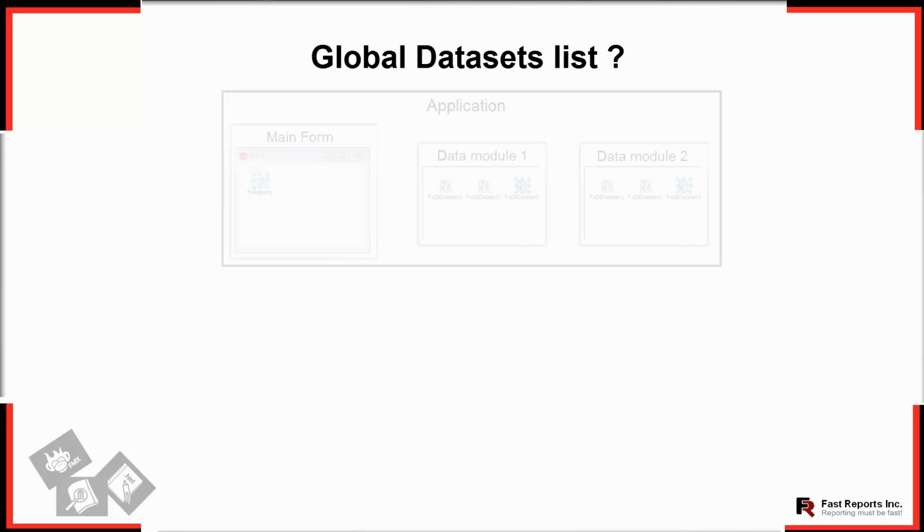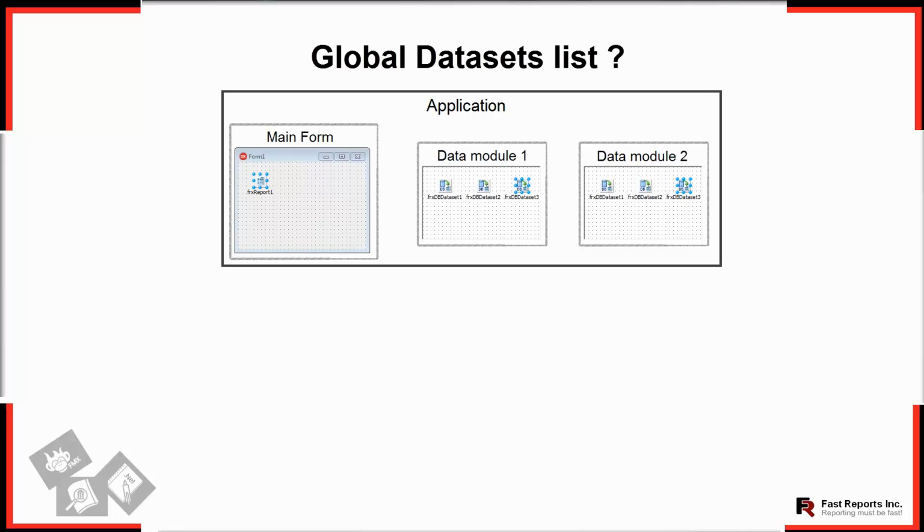Also, there is one important thing to understand. FastReport uses a global list for registration of FastReport DB dataset components. You can ask here, a global list, why? Let's imagine a situation when we have several data modules with FastReport DB dataset components, and on the main form we have a FastReport component, and the FastReport component should see all of these datasets. To make this possible, we use a global list of datasets.